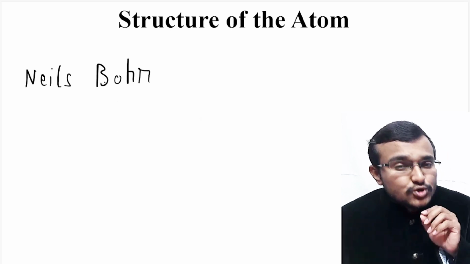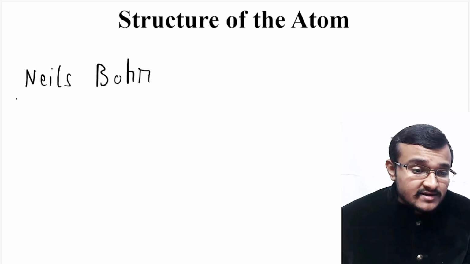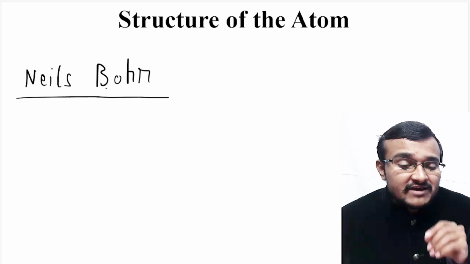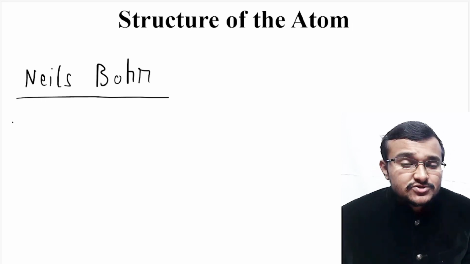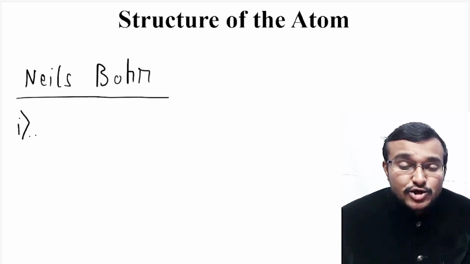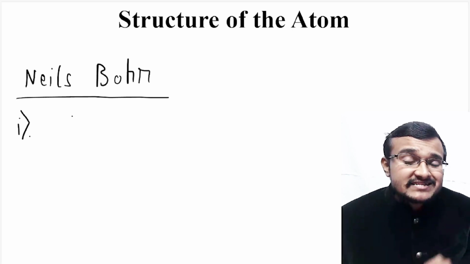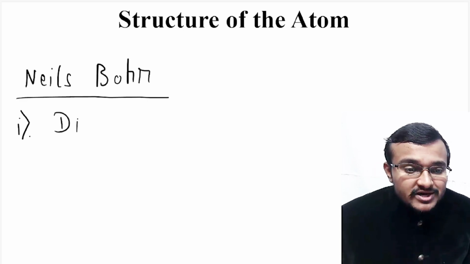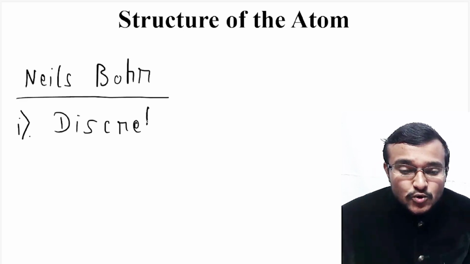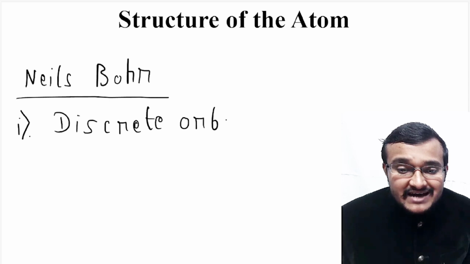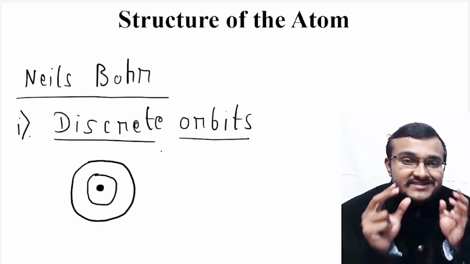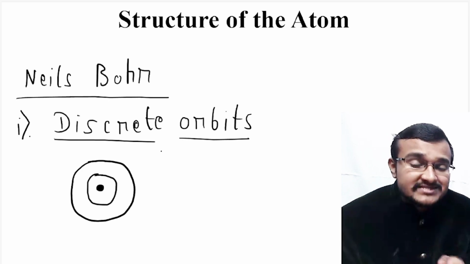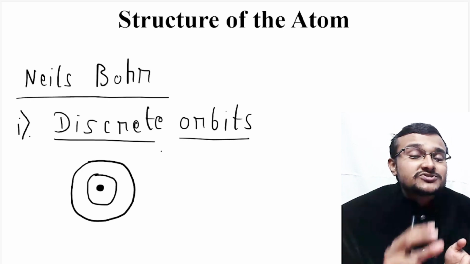To overcome the drawbacks of Rutherford's atomic model, a scientist named Niels Bohr came up with his own atomic model, where he stated a few postulates. The first postulate of Niels Bohr's atomic model was the idea of discrete orbits for electrons. Inside an atom only discrete orbits are allowed. There will be discrete orbits which are defined for electrons, and only in those allowed orbits can electrons revolve.